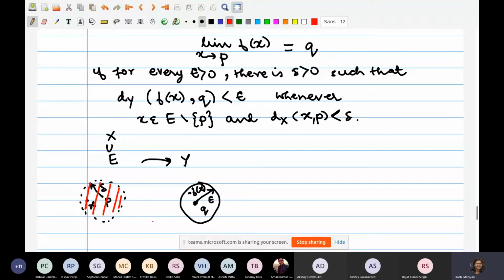See, the function is defined from E to Y. So a priori, p is a limit point of the set E, so the point p may or may not belong to the set E. So f of p may not be defined.